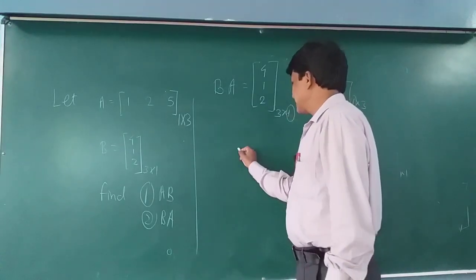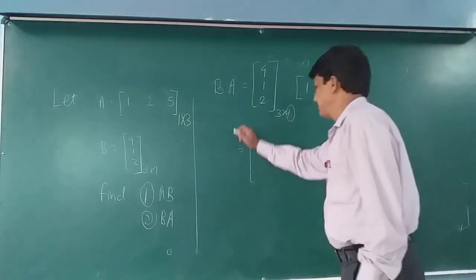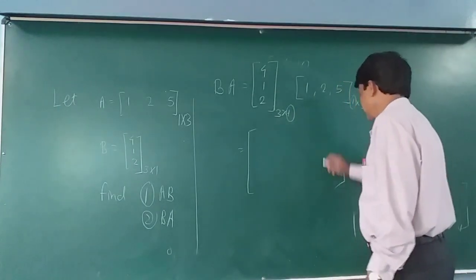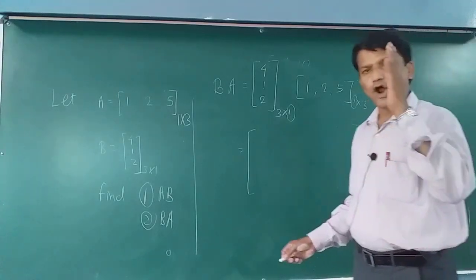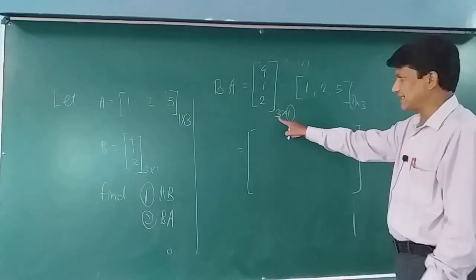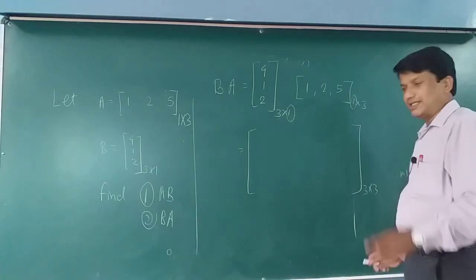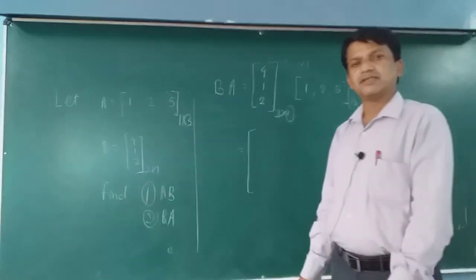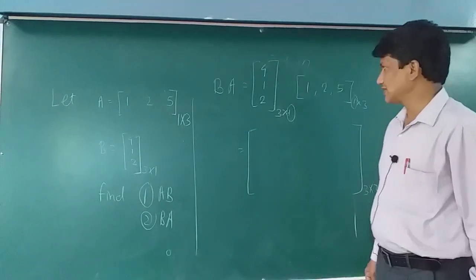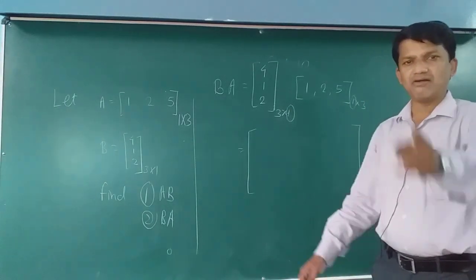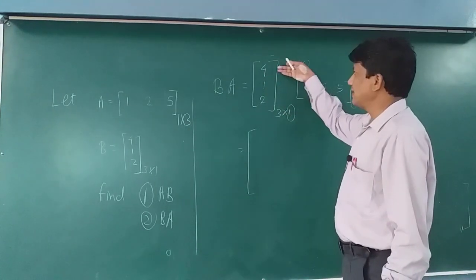And what will be the result? The order of the resulting matrix is the first number, 3, and the last number, 3. So it will give us a 3 by 3 matrix, and that will be our answer. So what is our rule? How to multiply? Go row wise, come down column wise. This is our A; there is only one row here.